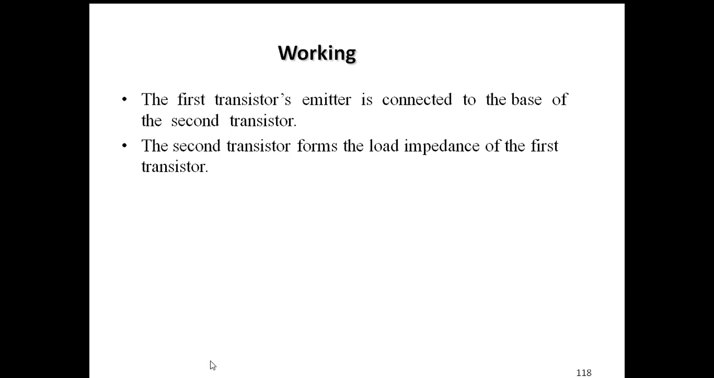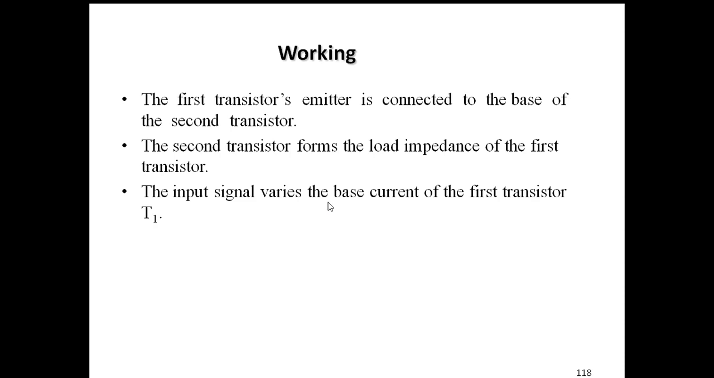Therefore, the second stage transistor now acts as the load impedance of the first stage transistor. The input signal varies the base current of the first transistor. Since we are applying the input across base and emitter, the base is taken from the first stage transistor. Whatever input signal we apply to the base is the input to the overall Darlington pair. If it varies, the total signal varies.